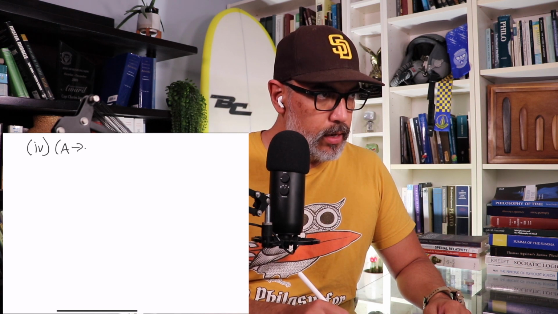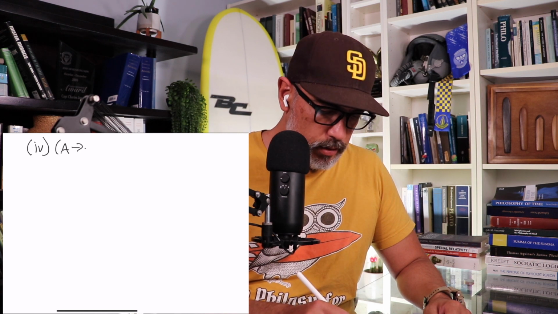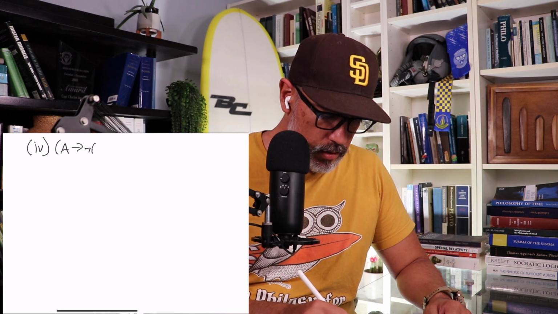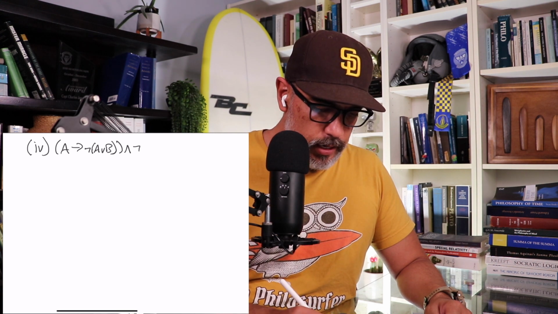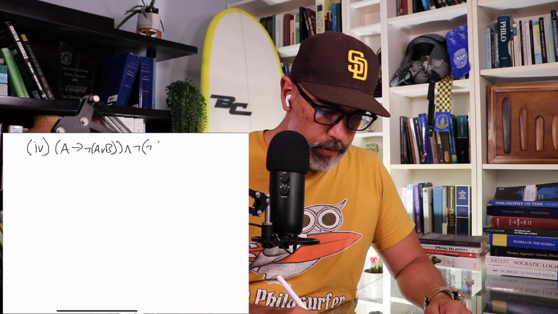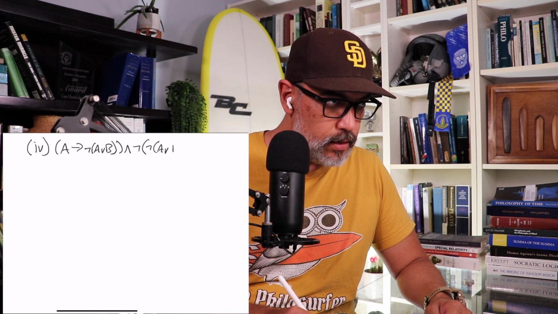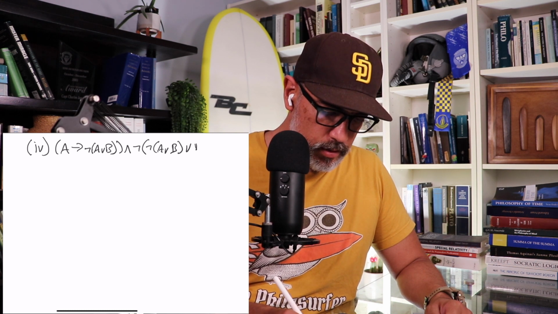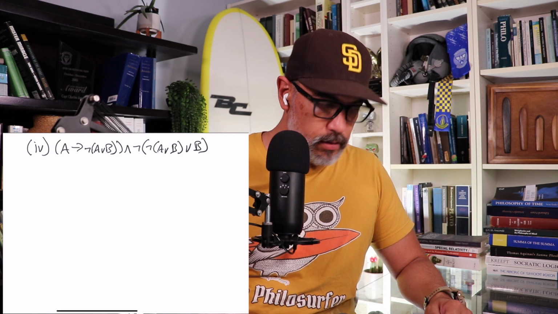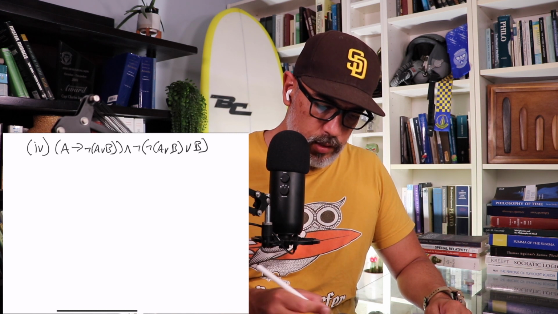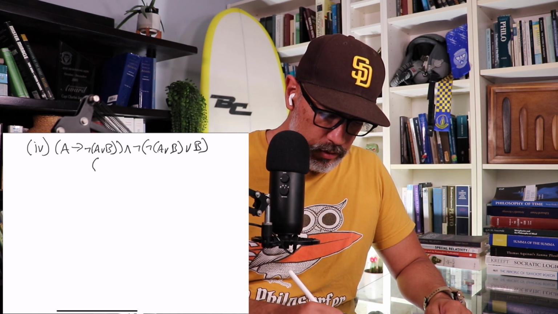Number 4, if A, then not A or B, and not A or B, or B. Wow. Okay. So first the conjunction rule.